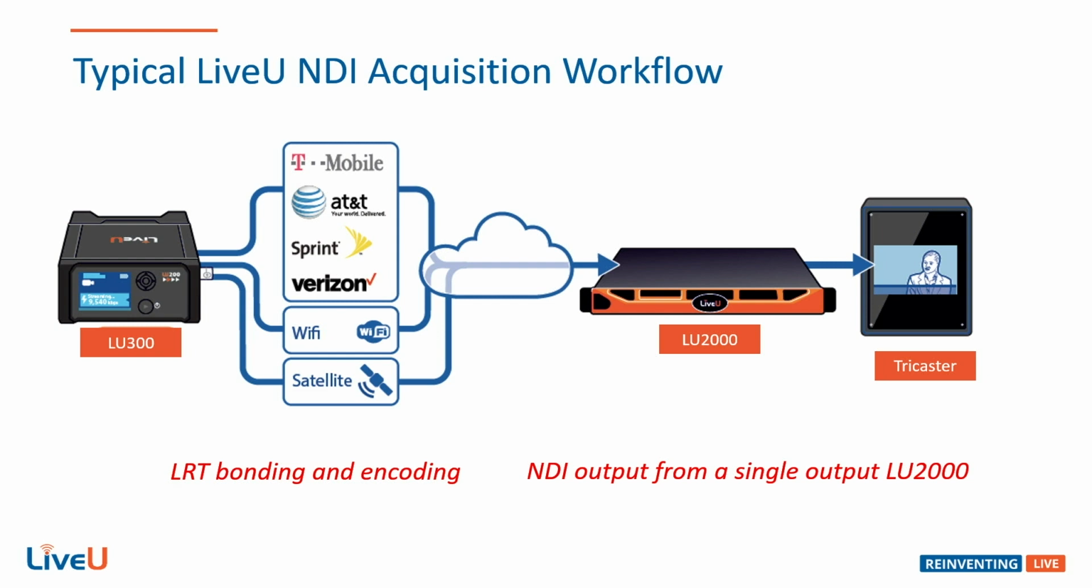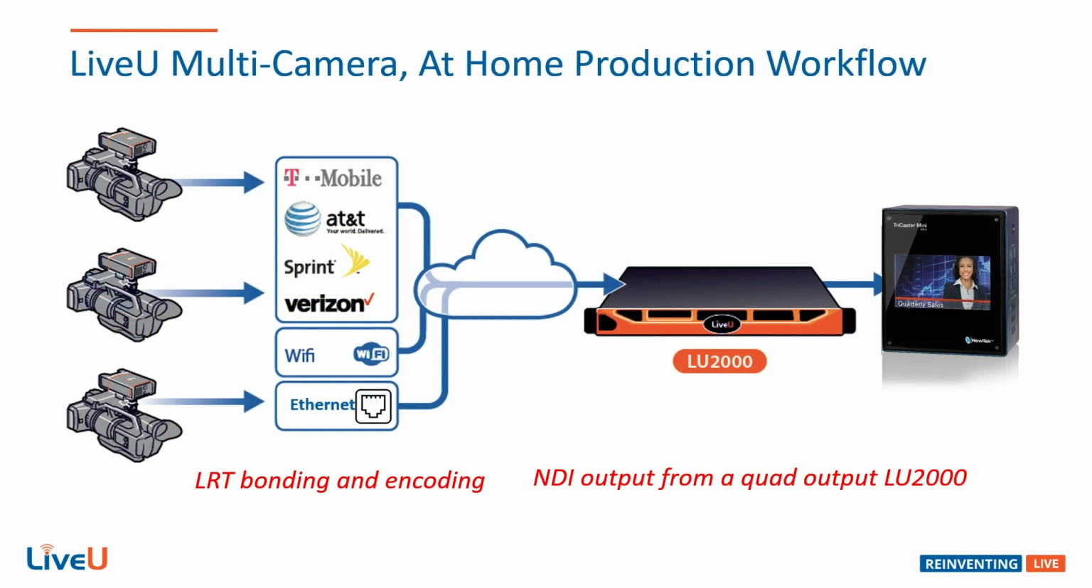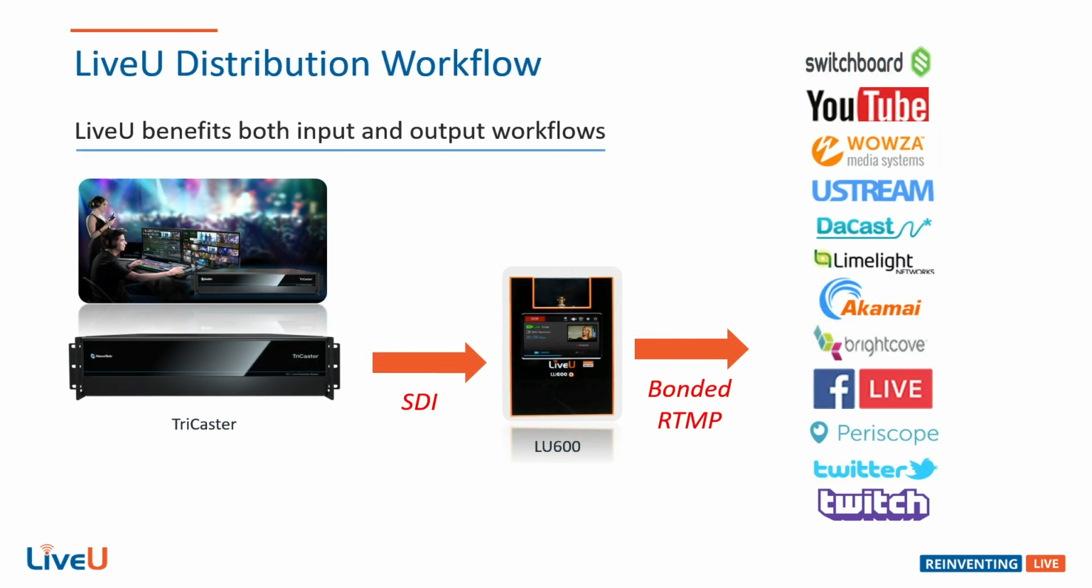that's the standard workflow. Another type of workflow that we offer is what we call a LiveView multi-camera workflow, or even at-home production workflow, where you have multiple field units or encoders out in the field, like covering a sports event or just a multi-camera shoot at a corporate location maybe. And then you send it back to an LU2000 with multiple output, and then again back into NDI device on the TriCaster.